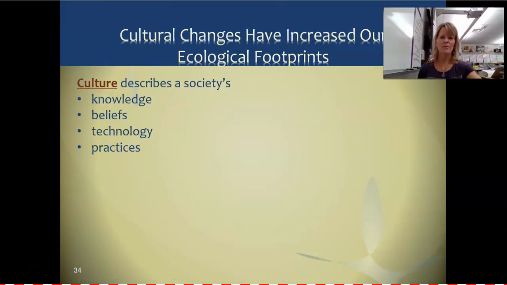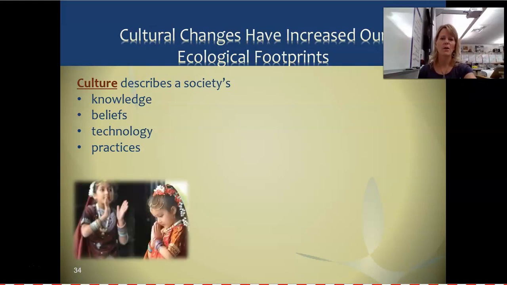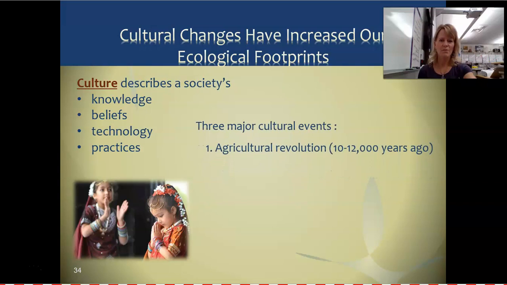Okay, so we have to think about culture and how that might affect ecological footprints. So, what are your beliefs? Like, for instance, some religions believe in having lots of children. There have been, through history, 3 major cultural events. I want you to maybe come up with a little stick figure for each so you can memorize the 3. I'm going to try to stump you and give you a 4th and a 5th one that sound legitimate, but they're not.